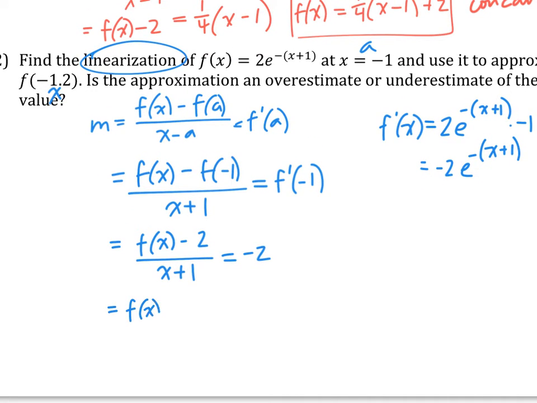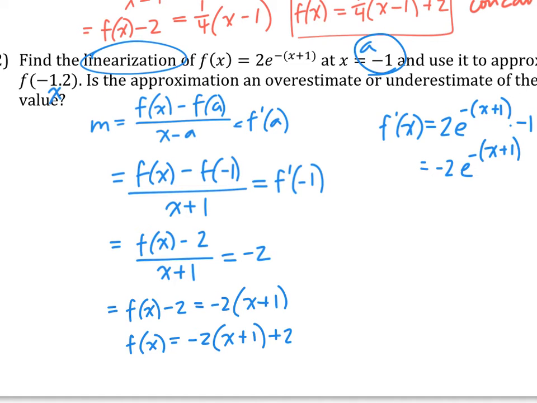Okay, solve for f of x. f of x minus 2 equals negative 2 times x plus 1. So then f of x equals negative 2 times x plus 1, plus 2. So this is your local linearity equation, or linearization. How do you get rid of the e? The e just disappeared. Yes, because e to the 0 is 1.